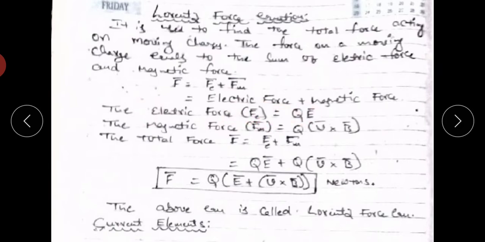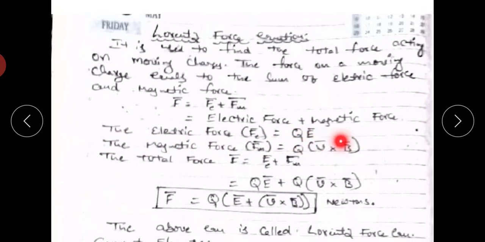According to Coulomb's law, F equals Q1 Q2 by 4 pi epsilon r squared. Here Q2 by 4 pi epsilon r squared equals E bar. So Fe bar equals Q into E bar. The magnetic force Fm bar equals Q into V bar cross B bar.